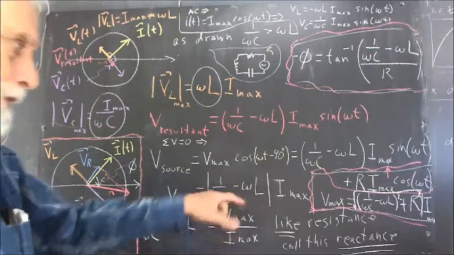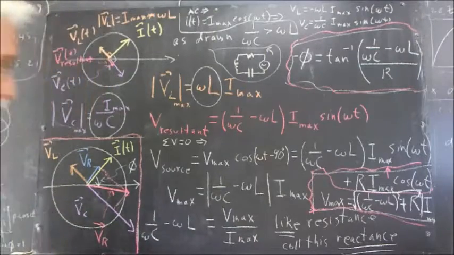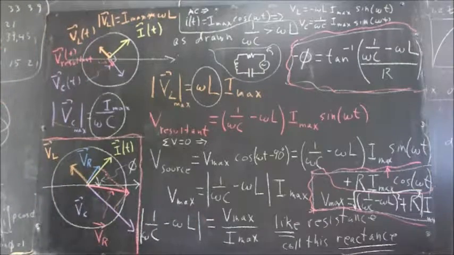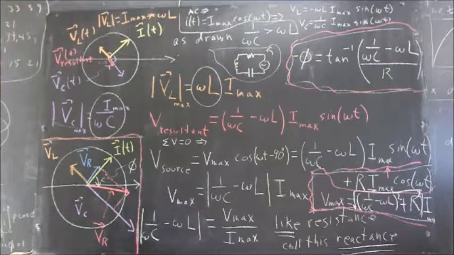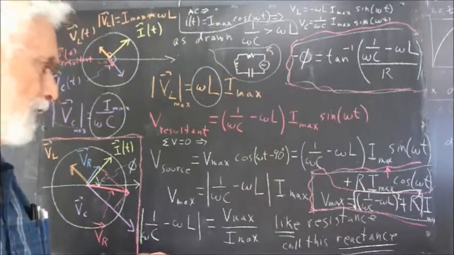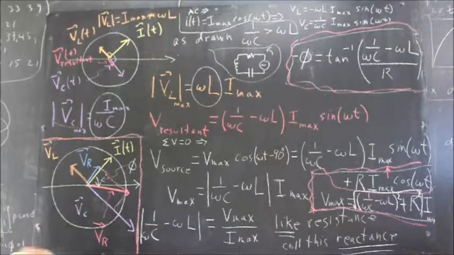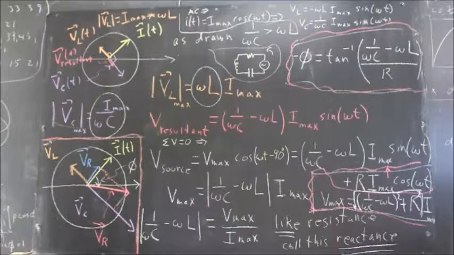And this quantity inside the absolute value signs would be the same if we wrote it omega L minus 1 over omega C. We can then say that the magnitude of 1 over omega C minus omega L, or omega L minus 1 over omega C, magnitude doesn't matter, is the maximum voltage divided by the maximum current. Well, what do you get when you divide a voltage by a current? That gives you the resistance. Okay? This isn't a resistance, but it acts like a resistance in reducing the amount of current you get for a given voltage source.